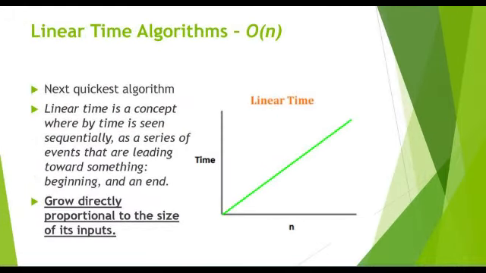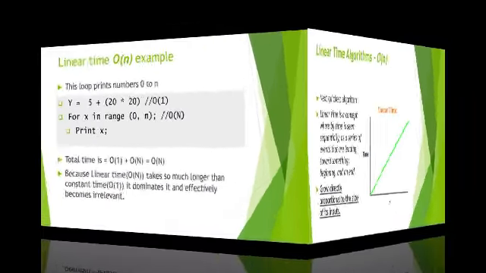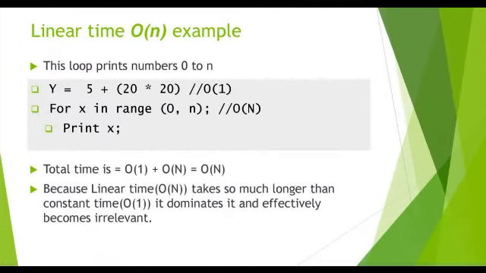Linear time algorithms, O(n). The next quickest algorithm. Linear time is a concept whereby time is seen sequentially as a series of events leading towards something, with a beginning and an end, growing directly proportional to the size of its inputs. Linear time O(n) example: this loop prints numbers 0 to n. y = 5 + 20 * 20 is O(1). For x in range 0 to n, O(n), print x. Total time is O(1) + O(n) = O(n). Because linear time O(n) takes so much longer than constant time O(1), it dominates it and effectively makes it irrelevant.